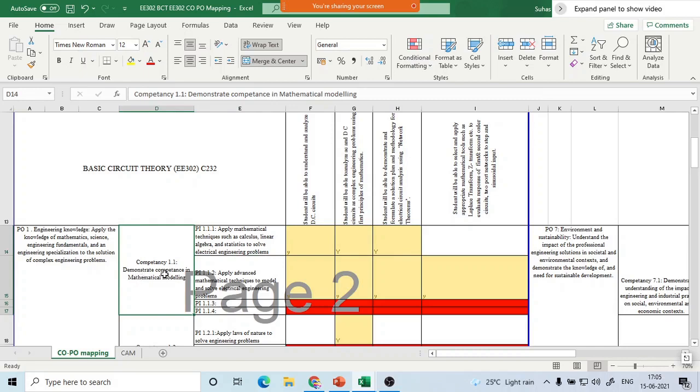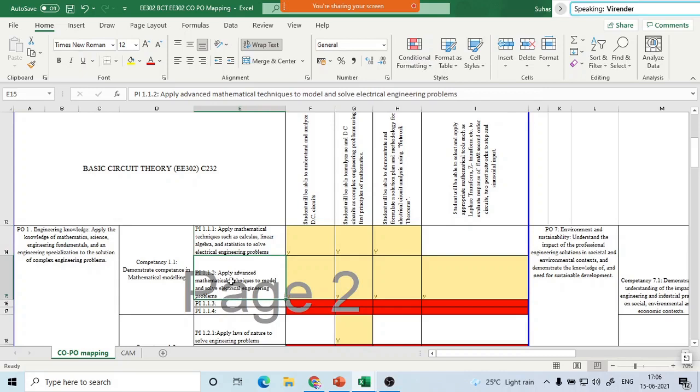In that, I defined 2 performance indicators. I applied 2 parameters for this. One parameter, the student should understand basic mathematical technique, linear algebra or something. Second, they should apply advanced technique like solving electrical engineering problems. First of all, they should know what is calculus, what is linear algebra, and what is statistics. Then they should apply it to electrical engineering. These are the 2 parameters I put. So these are the performance indicators.